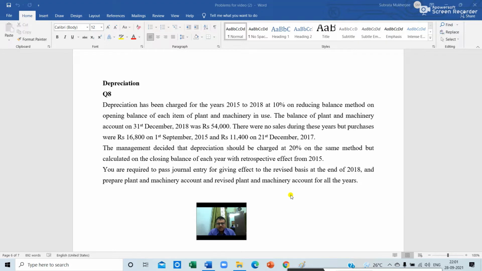There were no sales during these years, but purchases were rupees 16,800 on 1st September 2015 and rupees 11,400 on 21st December 2017. The management decided that depreciation should be charged at 20% on the same method but calculated on the closing balance of each year with retrospective effect from 2015. You are required to pass journal entry for giving effect to the revised basis at the end of 2018 and prepare plant and machinery account and revised plant and machinery account for all the years.